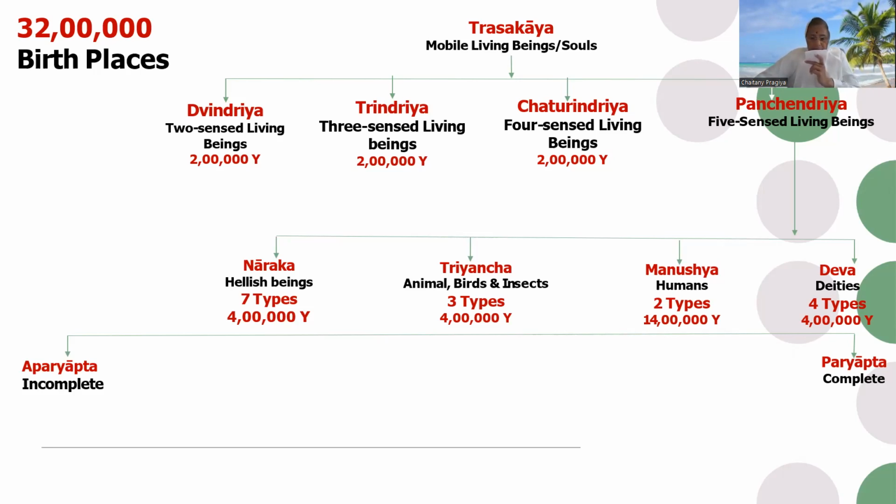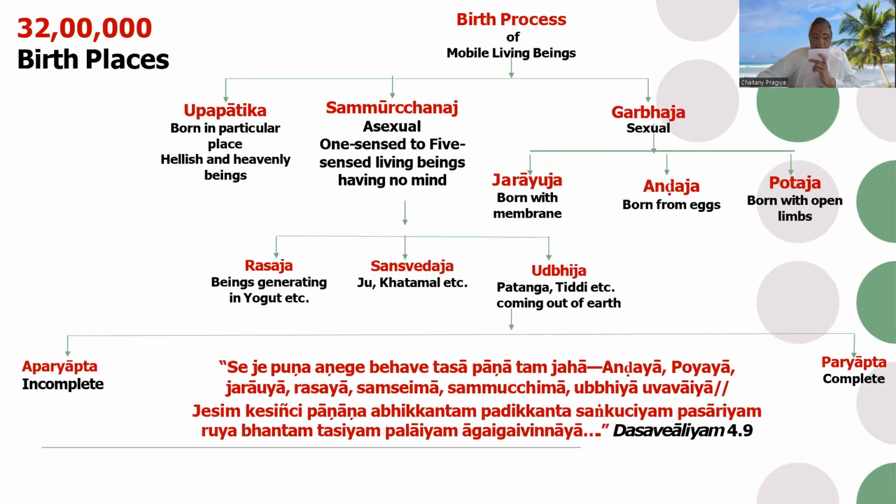So they are also incomplete and complete: until they complete all the six major systems of the body, they are recognized as incomplete, and as soon as they complete them, they come under the complete category. Now we will see that these mobile living beings are also divided into three categories depending on the process of taking birth. So here you can say Aupapatik.